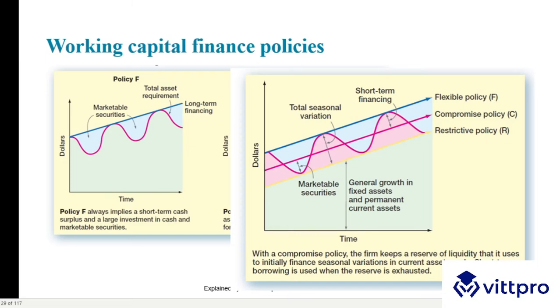Not on the total, not on the top, not on the bottom, you provide an average long-term financing. So when you have extra, you deposit into marketable securities. When you have a shortfall, you take short-term loans. So that's the difference between the flexible policy, the highest, the restrictive policy, and a compromised policy. I'll explain the last one because that's the crux of the whole discussion.